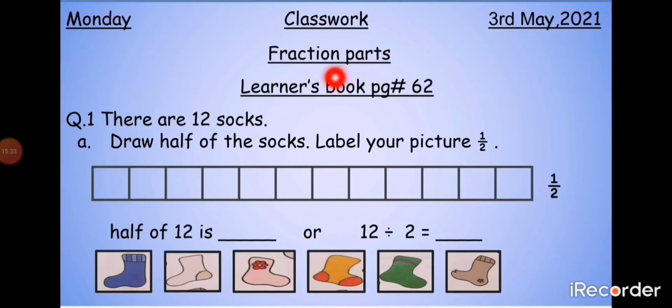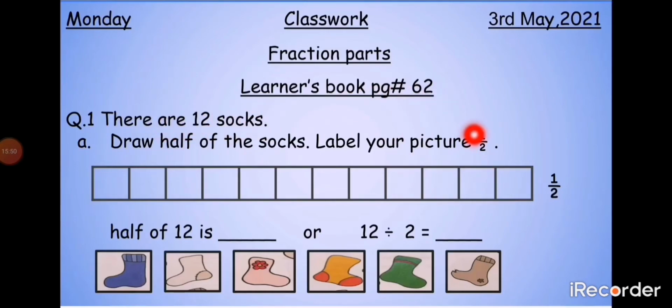Then again leave one line and write your learner's book page number 62 and underline it with the color pencil. Then again leave one line and write your question. Question number 1. There are 12 socks. This question has 3 parts. So first we will do the A part. Draw half of the socks. Label your picture 1 by 2.